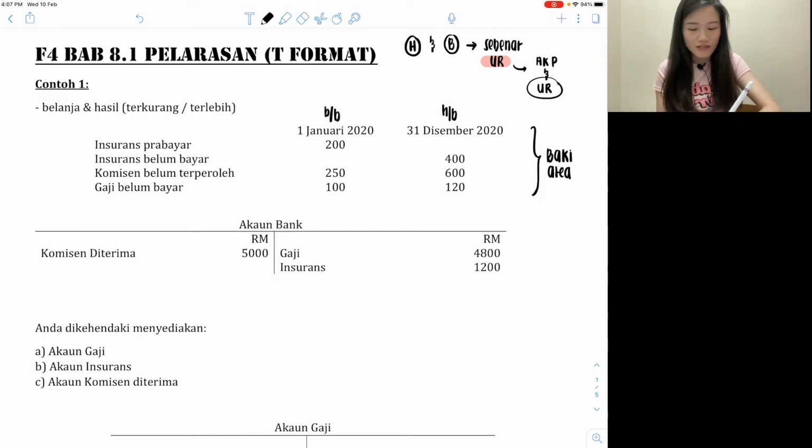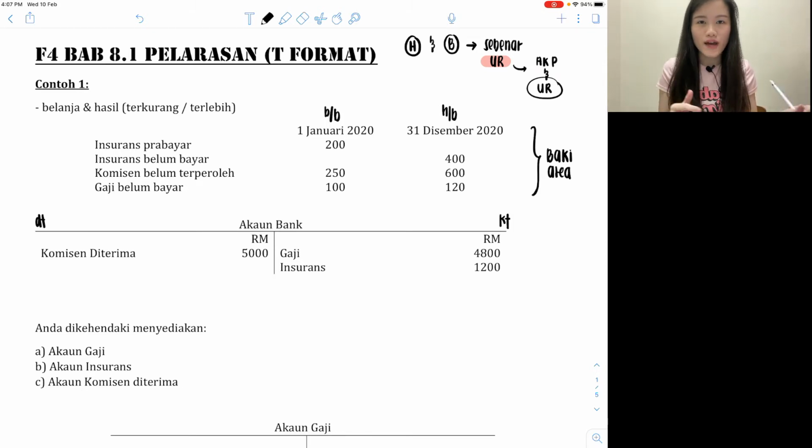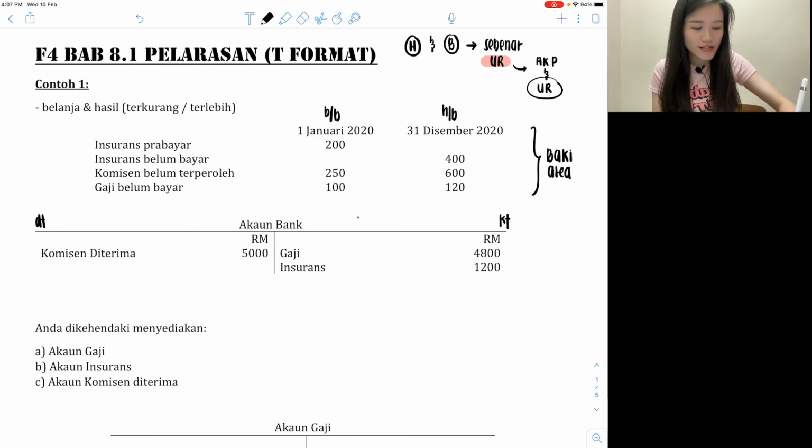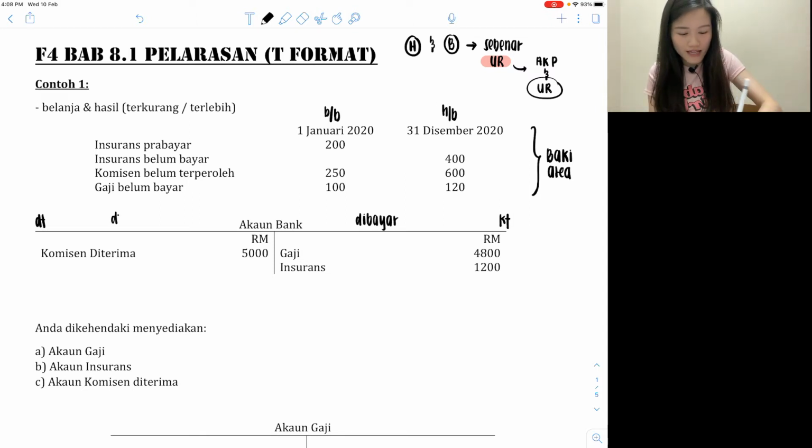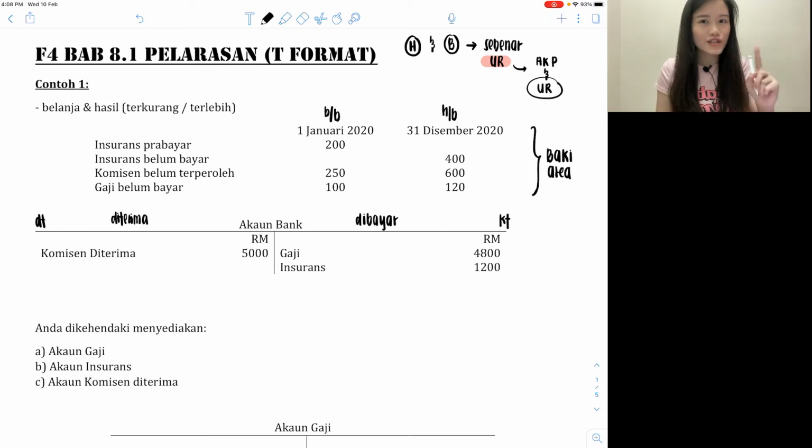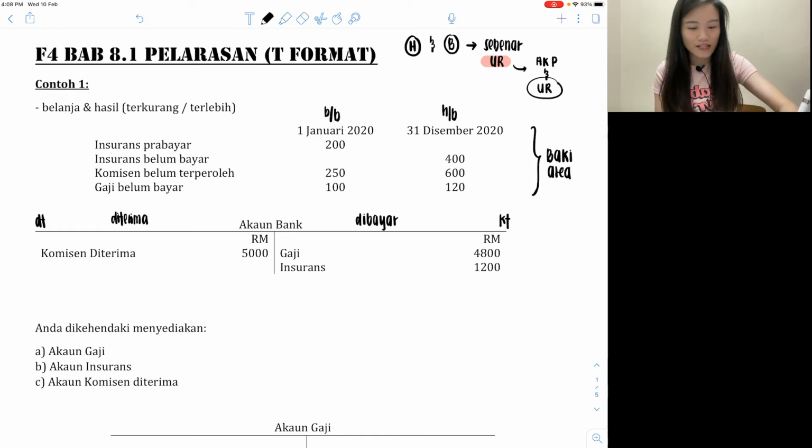You gotta understand, you see, the bank has a debit side and a credit side, and we learned this since Form 4, yeah? Account bank is where we receive money or pay money. So what you see on the credit side is whatever amount that telah dibayar, while on the debit side is whatever amount yang diterima. Are they the sebenar? Not yet. That's why they are asking you to do pelarasan to find out. So what are we supposed to do then? Okay, you guys follow on.